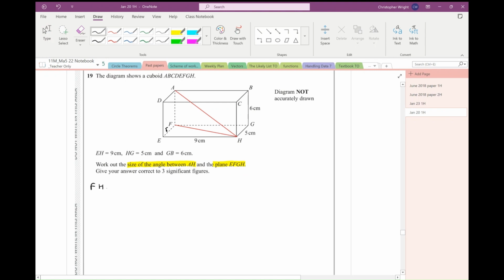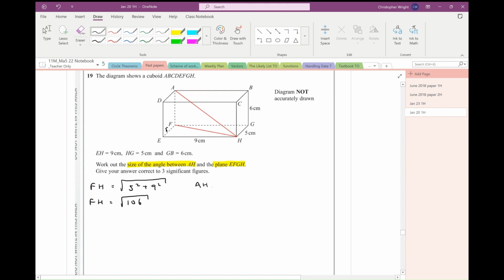So FH is going to be the square root of 5 squared plus 9 squared, which is going to be the square root of 25 plus 81, which is going to give you the square root of 106. So FH is the square root of 106. Brilliant. Now, I can also find AH by using Pythagoras.